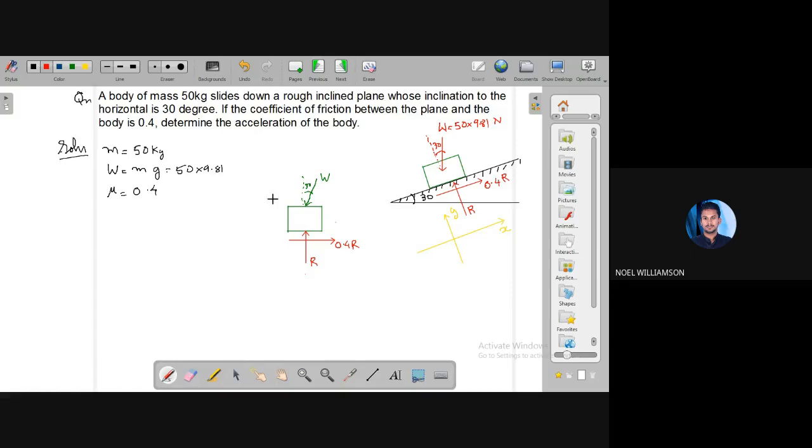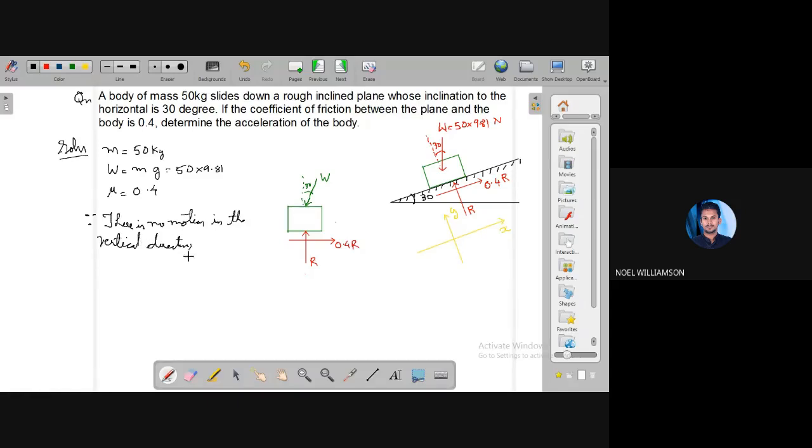Now we can see here also there is no motion along the y-axis, the vertical direction. Those who can do the problem, you can do it by yourself. Since there is no motion in the vertical direction, we can write sigma Fy equal to 0.